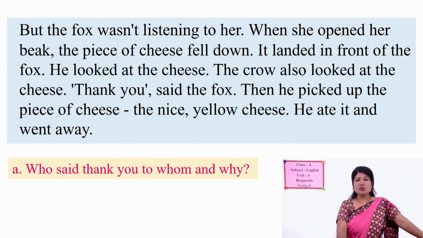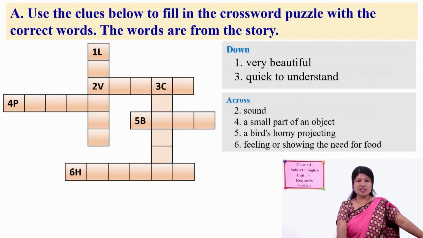Now let's move to the exercise. Look at what exercise is given. Use the clues below to fill up the crossword puzzle with the correct words. The words here are from the story. Down. First of all, down. We see: very beautiful, quick to understand. Okay, find out the word for the meaning. Very beautiful, quick to understand.